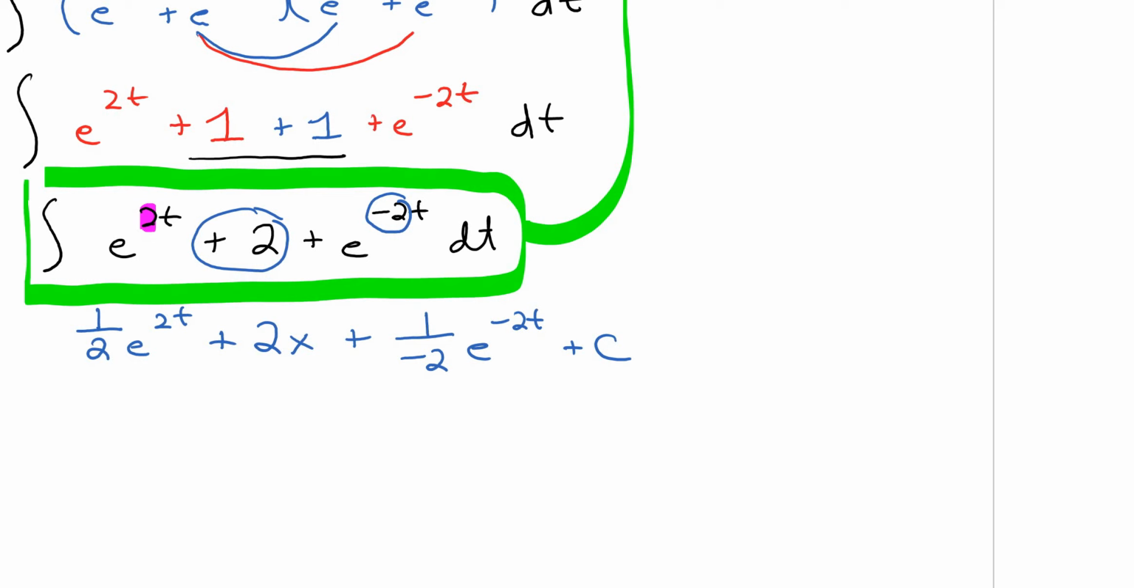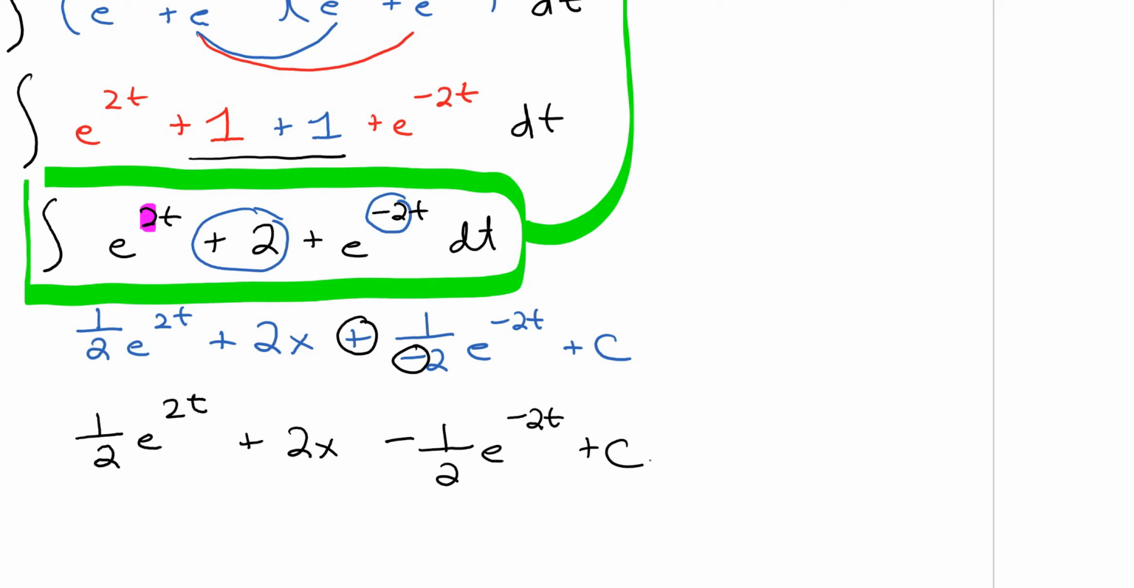And then after that, I guess you can just clean this up. 1 over 2 e to the 2t plus 2x. And then there's a plus and a minus, so negative 1 over 2 e to the negative 2t plus c. All right, so that concludes this video here.